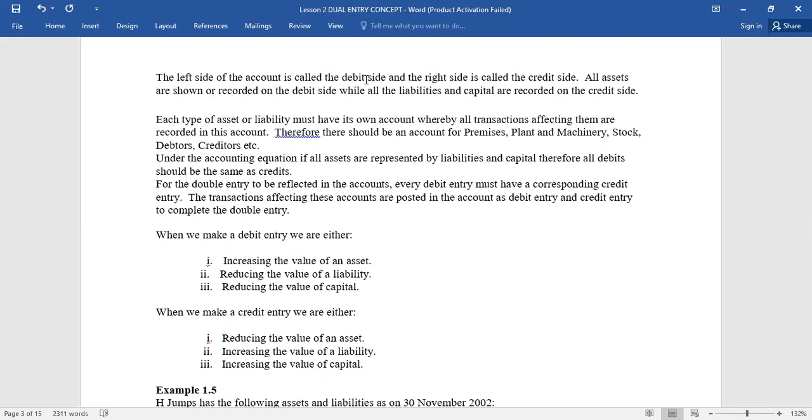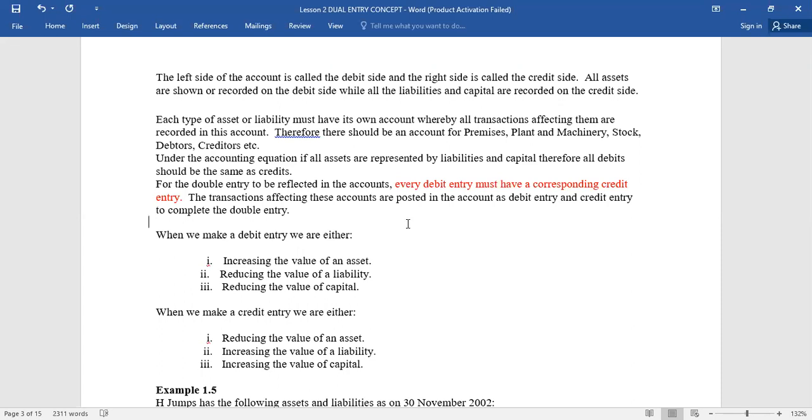So for double entry to reflect in the accounts, this is what I was talking about. Every debit entry must have a corresponding credit entry. And this is when we say that a dual entry has been done. That's the meaning of the double entry or dual entry concept. So the transactions that are affecting the books will normally either increase or decrease the amount of that particular ledger.